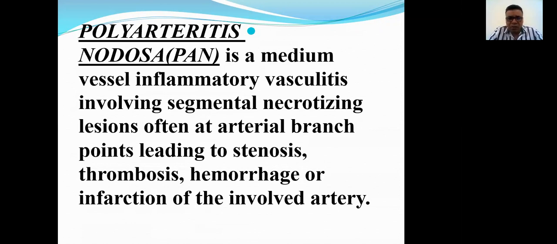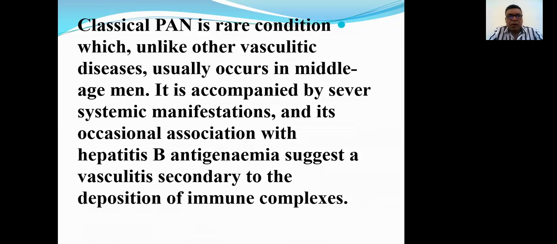All the options, or possibilities, will be evident. Okay, we have classical polyarteritis nodosa, a rare condition which, unlike other vasculitic diseases, usually occurs in middle-aged men. This is the classical form. It is accompanied by severe systemic manifestations, and its occasional association with hepatitis B antigenemia suggests a vasculitis secondary to the deposition of immune complex. Polyarteritis nodosa is considered an immune complex or immune mediated disease because of the association with hepatitis B in certain people.